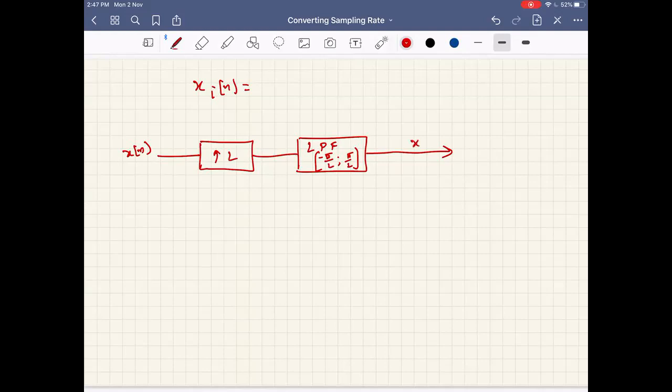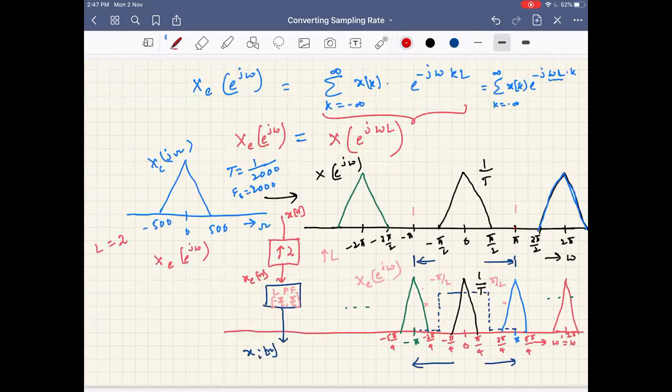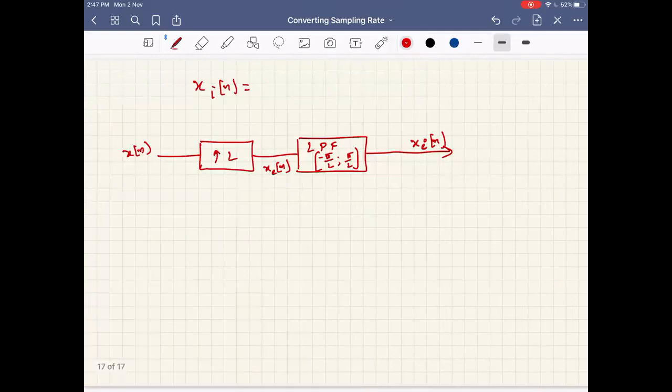And this will give us xi of n, the interpolated signal, and this intermediate result is xe of n. In the frequency domain, through this process, what you get is a pure spectrum that appears exactly like the original spectrum, but compressed by L times. Okay, now let us bring in mathematical relationships. So first, let us get this h of n. How will this low pass filter, the upsampling filter, look?